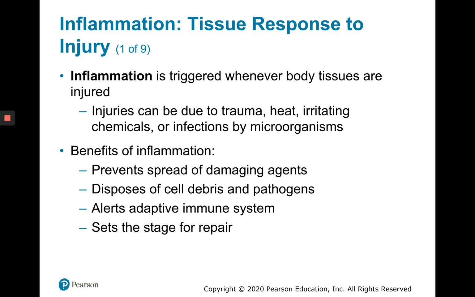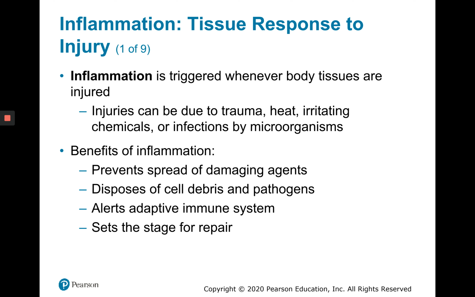Next, we're going to look at inflammation. This will be a longer topic, and that's because this is the trademark of the second line of defense for the innate defense system. And this is essentially the tissue response to injury. Now, inflammation is triggered whenever body tissues are injured. And really the first part of inflammation is to sound a chemical alarm. And this chemical alarm begins when something happens to tissues. So they go hand in hand.